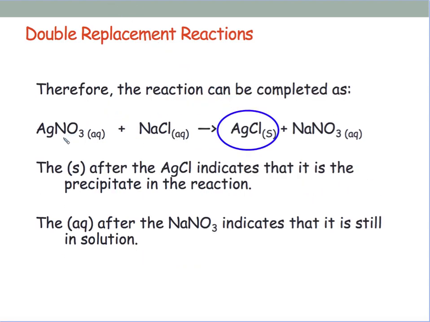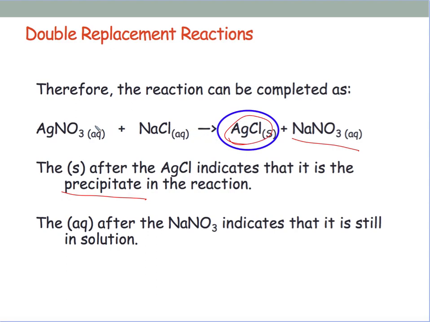So we have AgNO3 aqueous plus NaCl aqueous produces AgCl, which is a solid, and NaNO3, which is aqueous. Okay, so this solid means that this is going to be your precipitate. It comes out, you should see this. AQ here means that this is going to continue to be dissolved in solution. We'll talk more about this when we talk about net ionic equations in the next video. But for right now, this is what we need to be able to do.